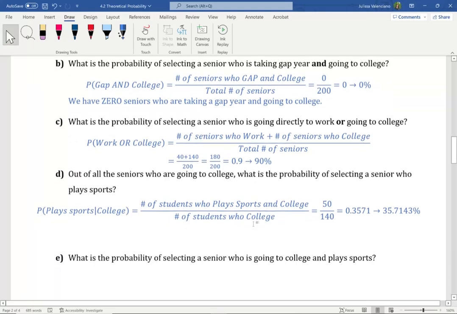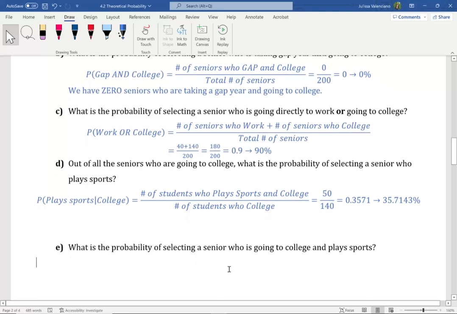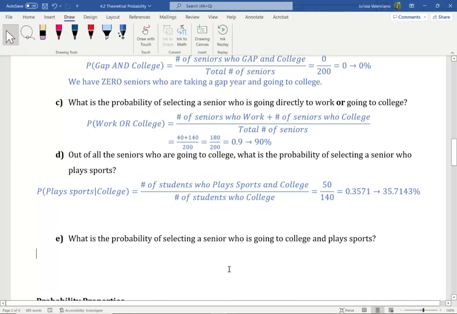Now, what is the probability of selecting a senior who's going to college? I'm going to let you do this one on your own. I might add a few more questions below this video just to have you practice doing theoretical probabilities. Again, I will make sure to write a solution below the question. In order for you to see that solution, you need to submit the assignment. Once you submit the assignment, you can go back and review your answers and the correct answers, and you can see the solutions below the questions.